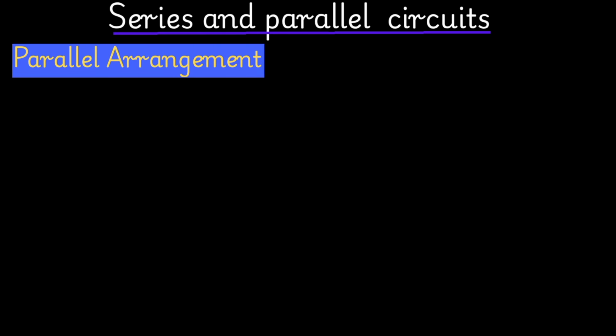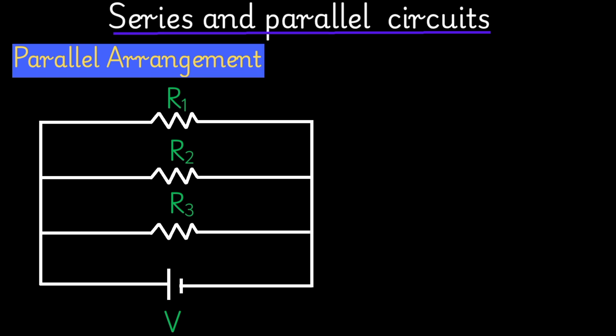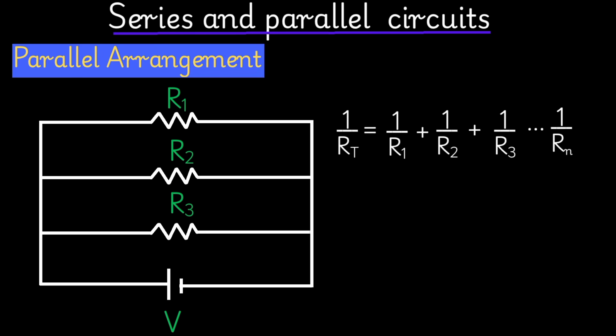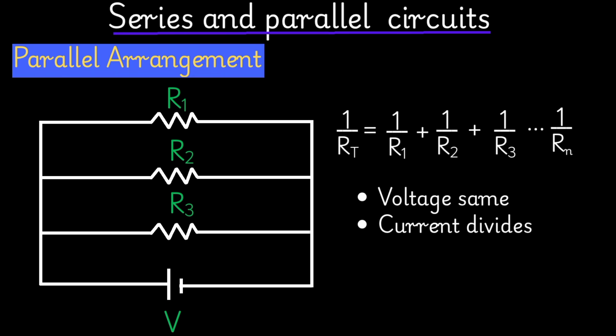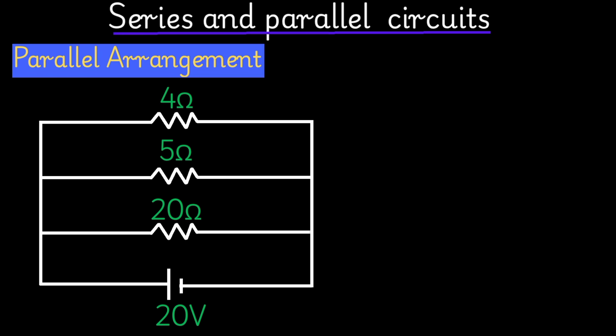Let's also look at parallel arrangement. And this is a basic representation of resistors in parallel. For the formula, it shall be 1 over RT is equal to 1 over R1 plus 1 over R2 plus 1 over R3 up to 1 over Rn. Then these also are very important. The voltage for a parallel arrangement is the same, but the current divides.